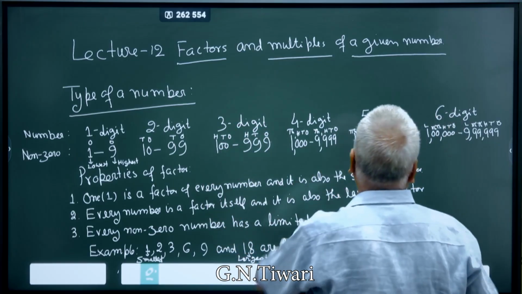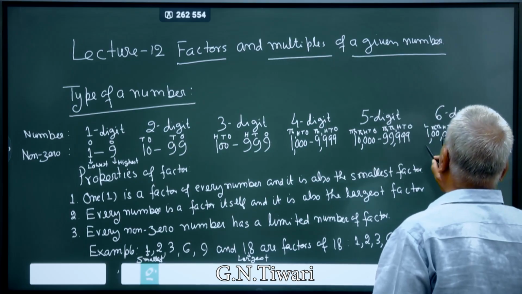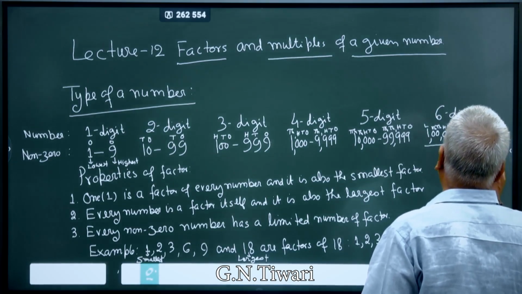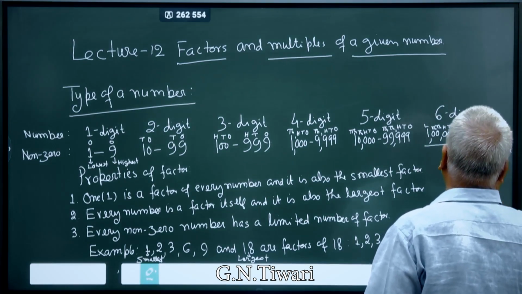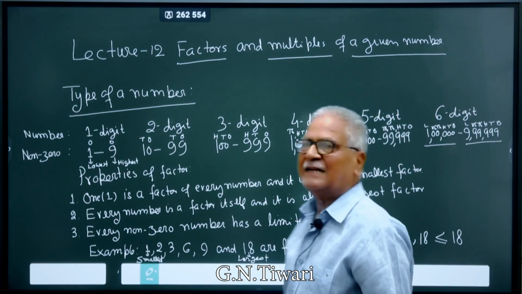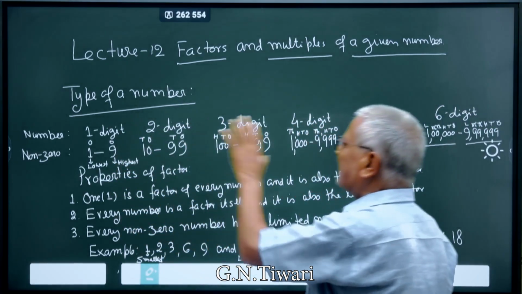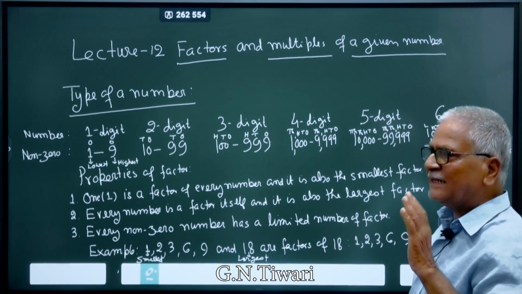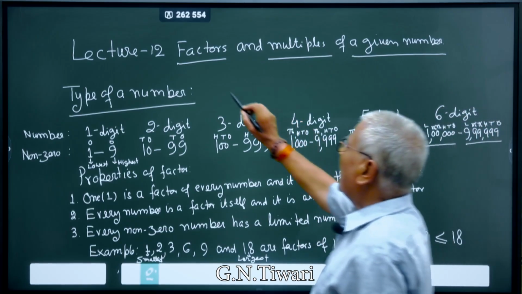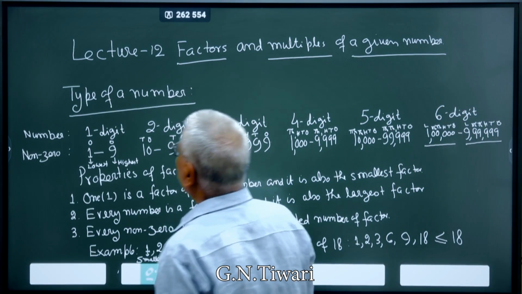And similarly, it goes up to six digits. The lowest number is 1 lakh and the highest number is 9,99,999. So these are the types of numbers. Then the question comes: how can a factor be determined for a number?